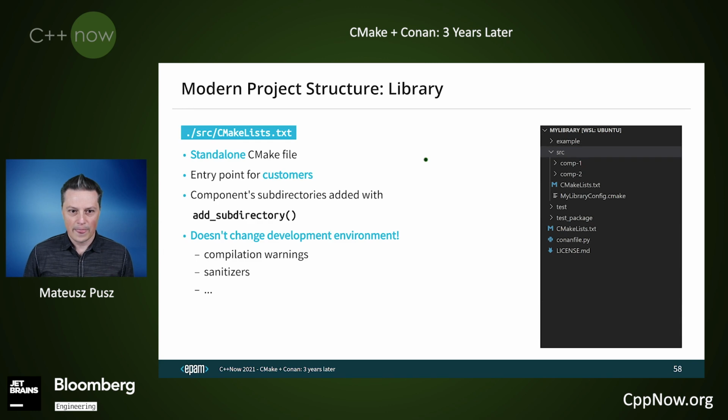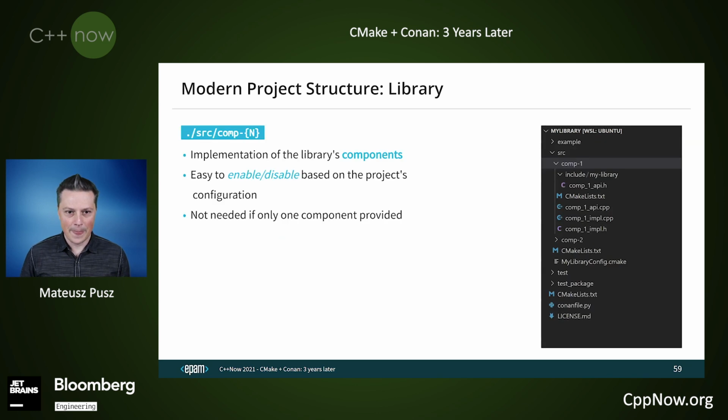In source, it is similar. It's a standalone CMake file to be used by customers. We have several components here. Those components are being added with add subdirectory. And as I said, this doesn't change in development environments, right? Users should not be affected by your development settings. So if you are a user, you just want the library to compile, to build, you go here and directly interact with this file rather than the wrapping file one level above.